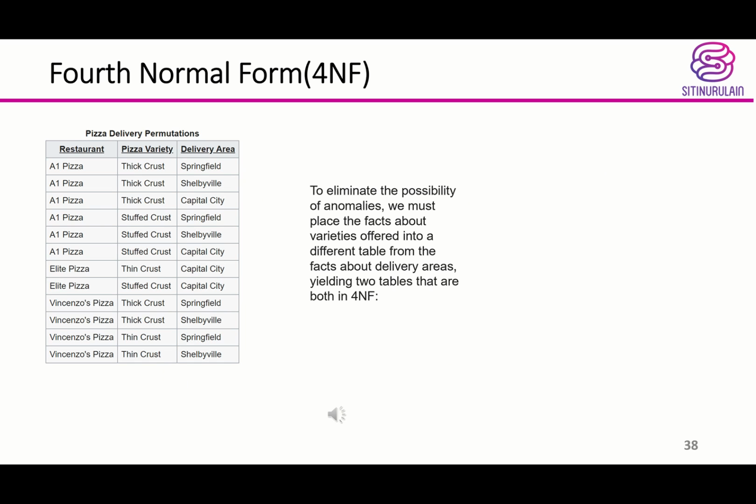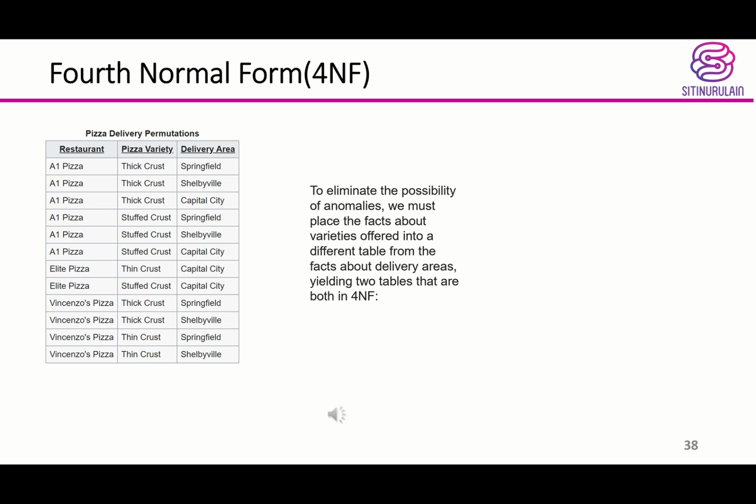Consider the example. Each row indicates that a given restaurant can deliver a given variety of pizza to a given area. The table has no non-key attributes because its only key is restaurant, pizza variety, delivery area. Therefore, it meets all normal forms up to BCNF. If we assume, however, that pizza varieties offered by a restaurant are not affected by delivery area, i.e. a restaurant offers all pizza varieties it makes to all areas it supplies, then it does not meet 4NF.